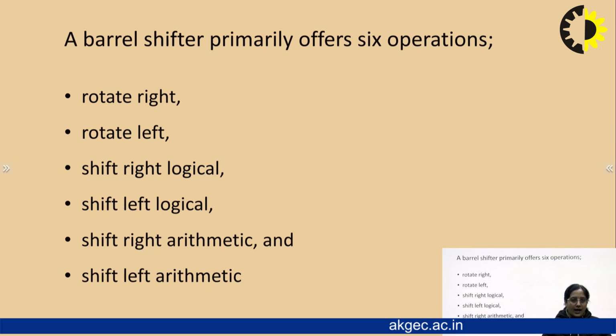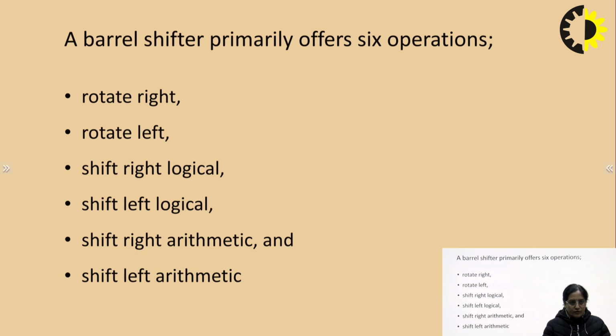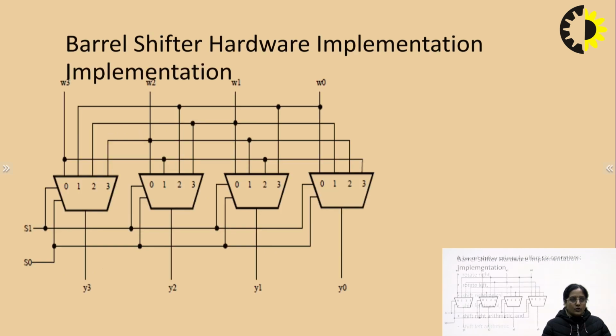So, rotate right or rotate left. We can even perform a logical shift right and logical shift left, that is, a 1-bit position is left or right shifted. The barrel shifter is also used for arithmetic shift right and arithmetic shift left, that is, if we want to go with some arithmetic operation, then it is an arithmetic shift operation, like 2, 4, 6, 8 if we have to perform like this. So how is it going to do that?